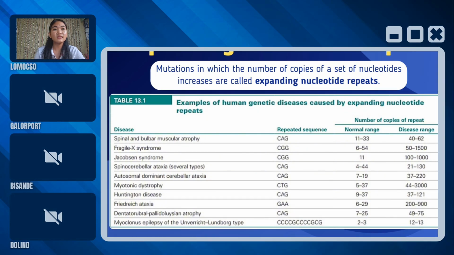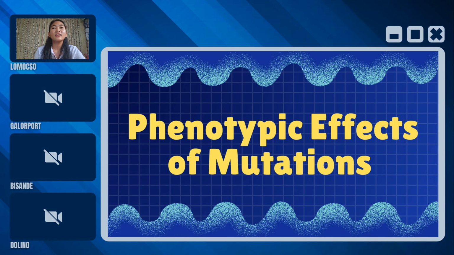In several diseases, for example Huntington disease, the nucleotide expansion occurs within the coding part of a gene, producing a toxin that has extra glutamine residues, which is the amino acid encoded by CAG. Next slide. So we have already reached the third main type of mutation, which is the phenotypic effects of mutation.